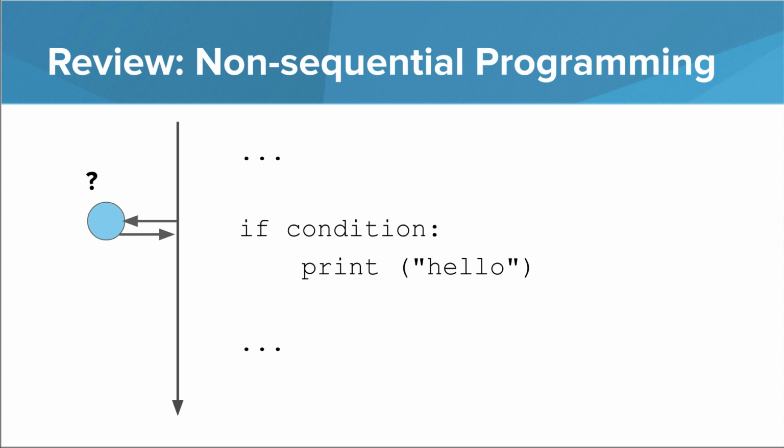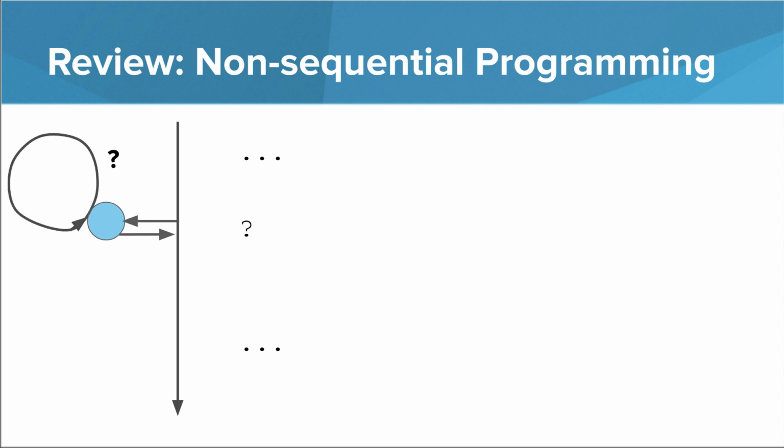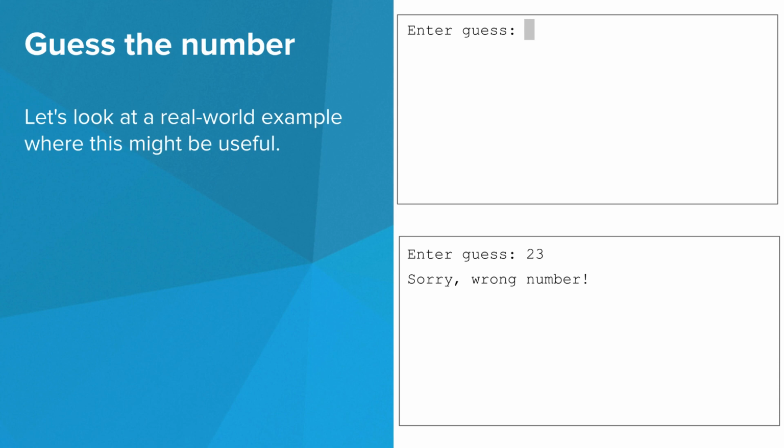To motivate the need for this new thing, the while loop, I'd like to revisit this diagram. Recall that an if statement allows you to do something unless a condition is false. If the condition is false, nothing gets printed. What if you want to do something until a condition becomes false? Okay, let's look at an actual program where that might be useful.